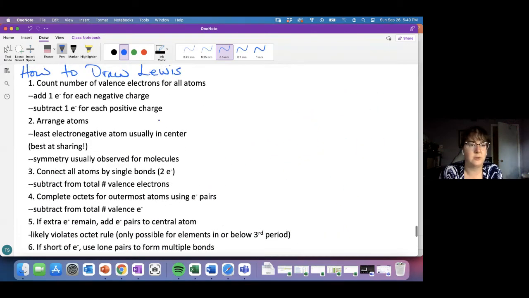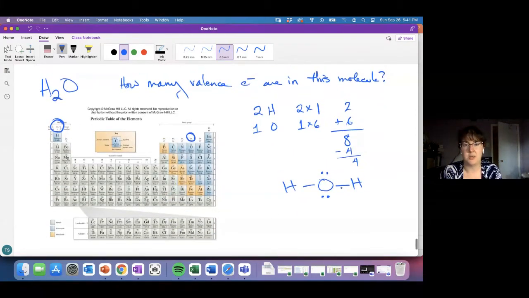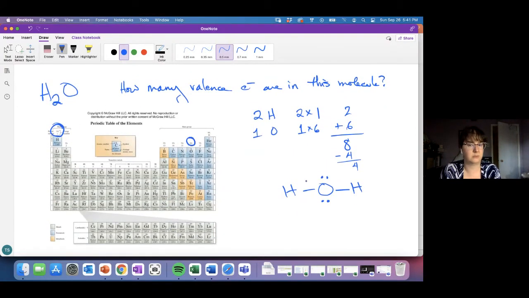And that was actually following these rules. So I counted the valence electrons. I arranged the atoms with symmetry, connected everything by single bonds. Completing octets for the outermost atoms, I was using hydrogen. Hydrogen only has an octet of 2. I know that always sounds weird when I say it. And if extra electrons remain, I added electron pairs to the central atom. So here's my Lewis structure for water.